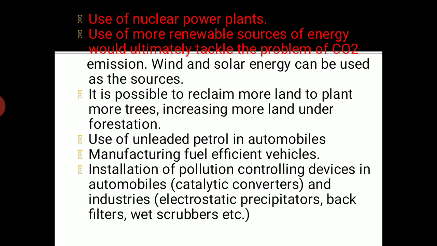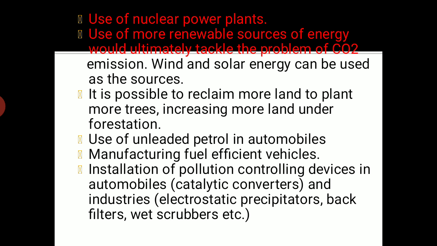The next is the last one, installation of pollution controlling devices, means where the automobiles factories are there we can put up more number of say devices which control the pollution, which helps the industries to release less amount of greenhouse gases or all those dangerous gases which increase the global warming. So here almost as many as 8 types of measures we have given.